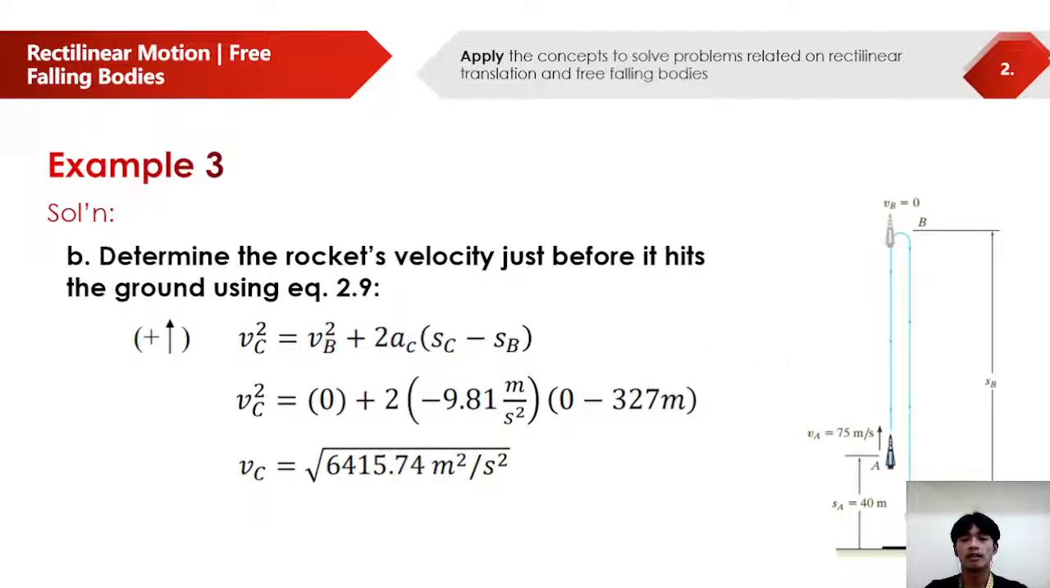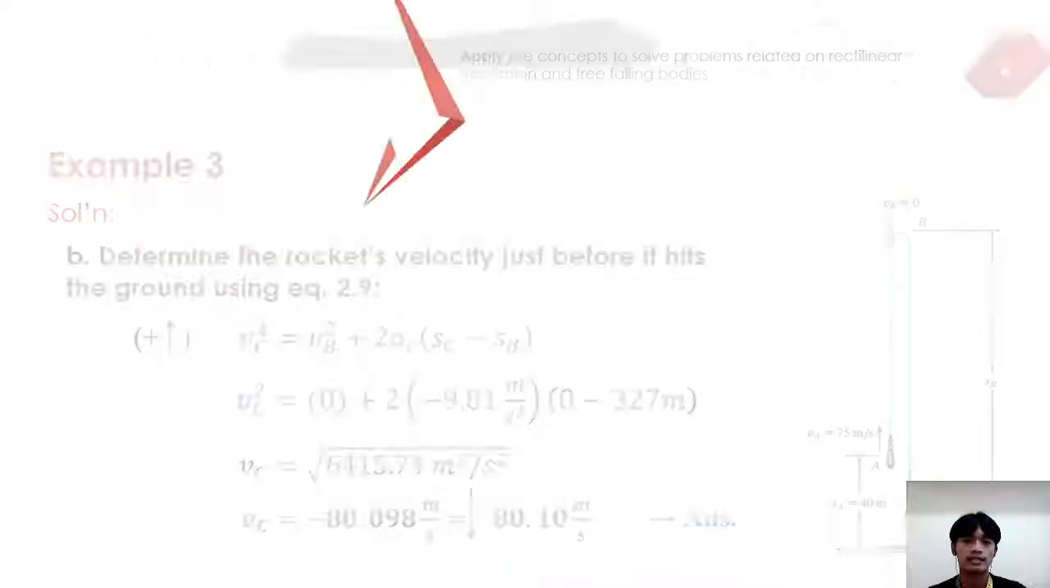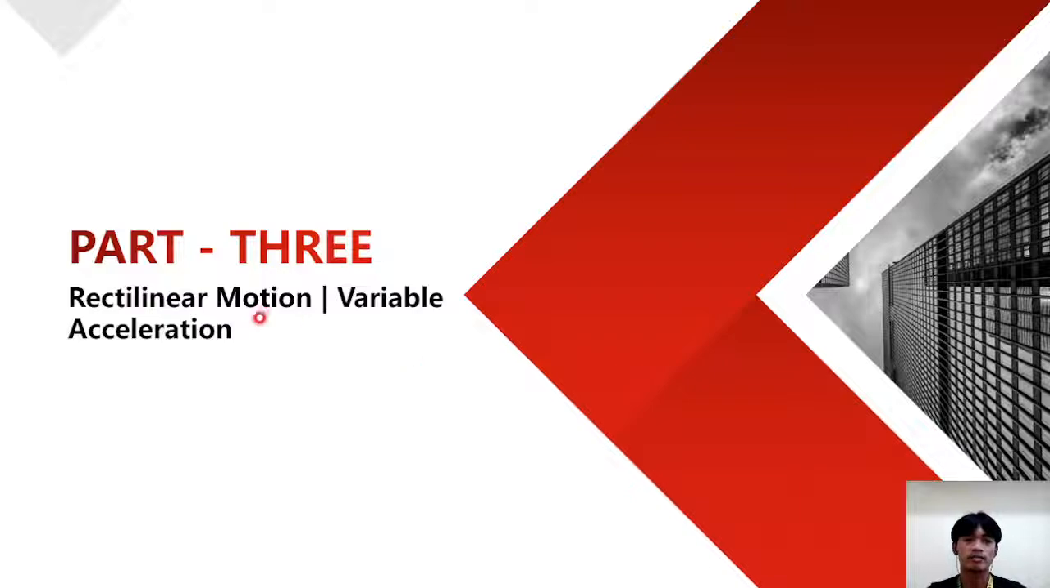Okay? And just before it hits the ground, your position will be zero since we assume here that the origin is at the ground. So that's how you solve for your motion parameters if your rectilinear motion is in a free falling manner. That's how simple it is to solve free falling bodies. So up next, part 3 will be in the next video, and see you there.